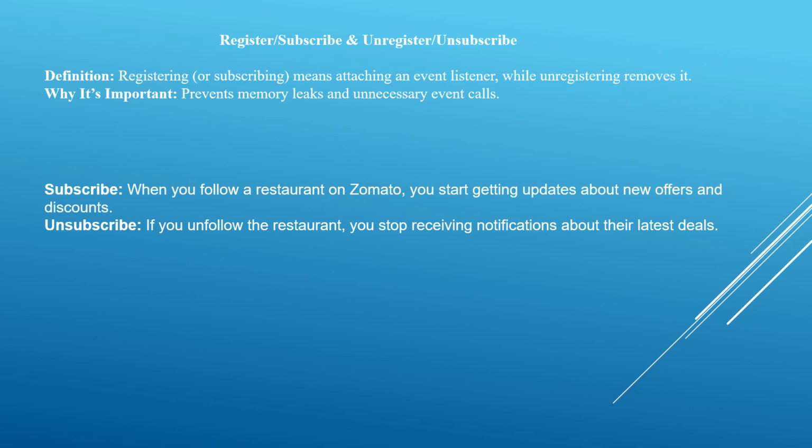For example, if we follow a restaurant in Zomato, you receive notifications about the latest offers. And if you unsubscribe from that restaurant, you will stop getting the updates. So this concept is crucial in real-time applications like Zomato to manage user preferences efficiently.